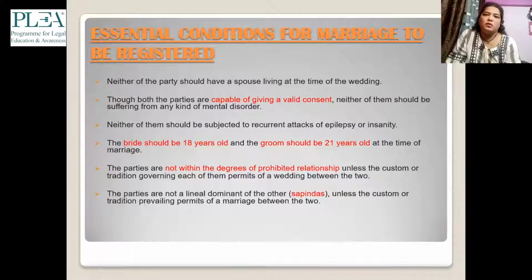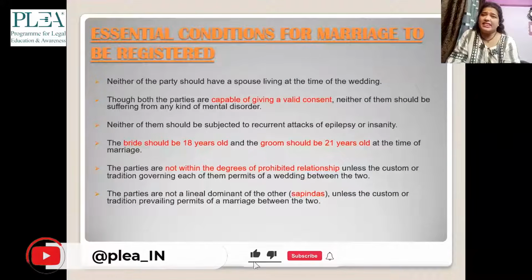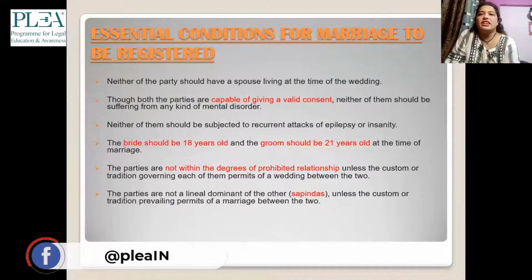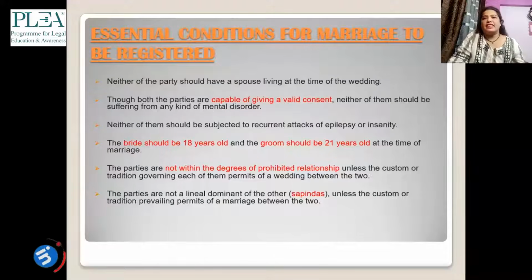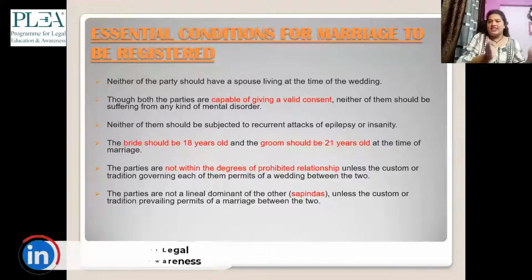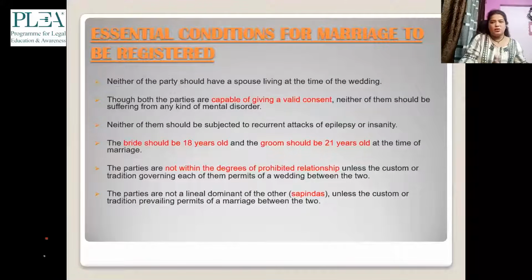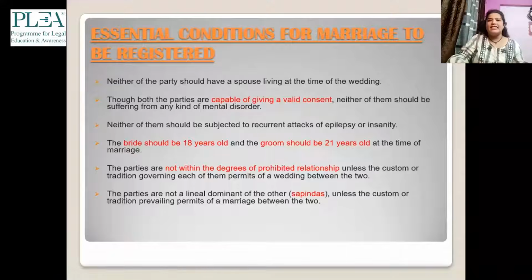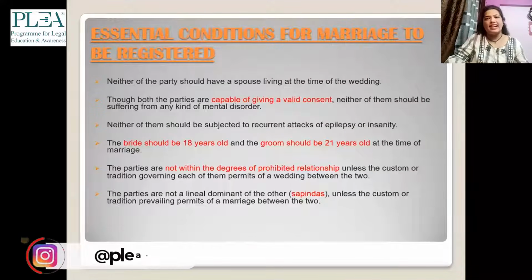Then the bride should be 18 years old and the groom should be 21 years old at the time of marriage. Then the parties should not be within the degrees of prohibited relationships, unless the custom or tradition governing them permits a wedding between the two. In India there are certain tribes which have their own customs, so to them more freedom has been given. If it comes under customary rights, then it is fine.